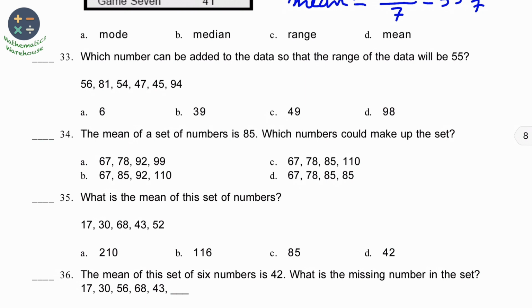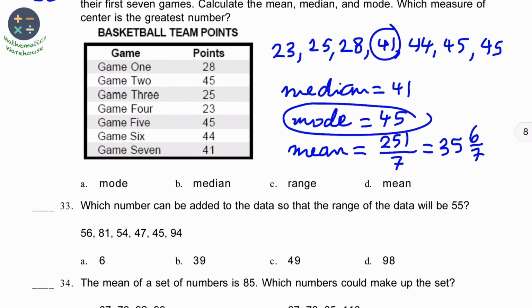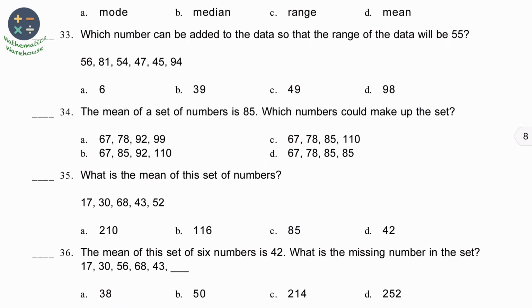Next question. Which number can be added to the data so that the range of the data will be 55? This question is exactly like number 31. We have to search for 2 numbers, the greatest number and the least number. The greatest number here is 94. So 94 minus 55 equals 39. And we have 39. So the answer would be B.